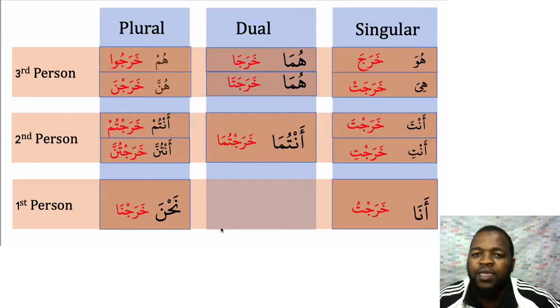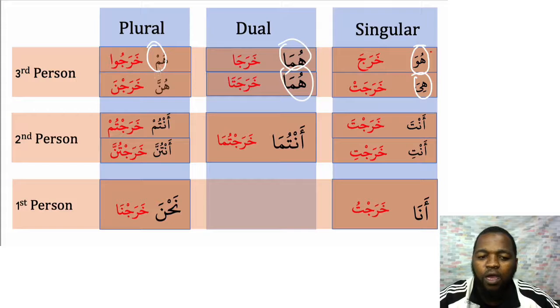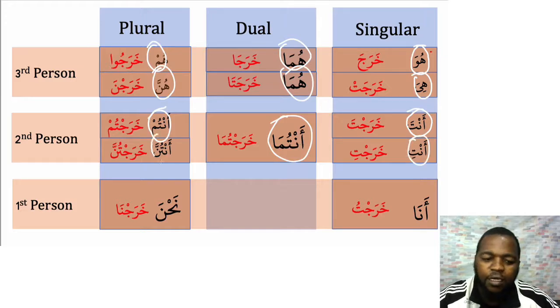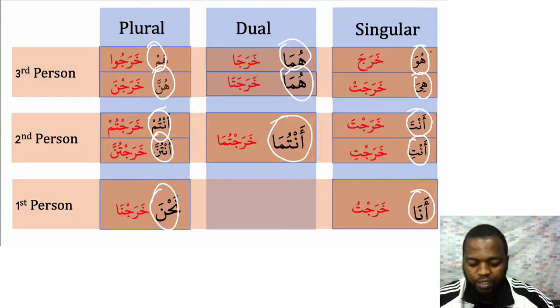Hi, welcome. In this lesson, we are going to learn how to conjugate Arabic verbs in the past simple. So here we have this table. Here are the pronouns that we have studied, personal pronouns. Huwa, huma, hum, hiya, huma, hunna. Anta, antuma, antum, anti, antuma, antuna. Ana, nahnu. These are the personal pronouns that we studied.